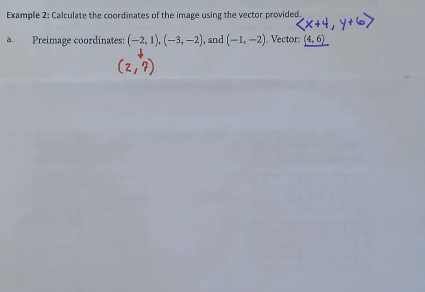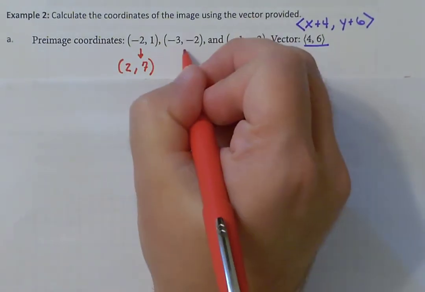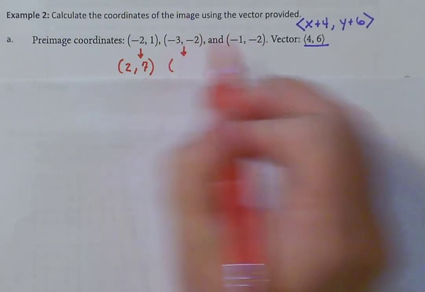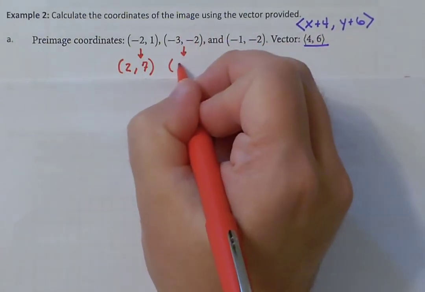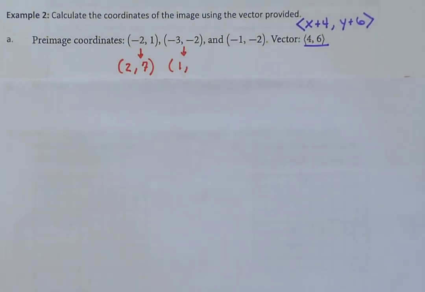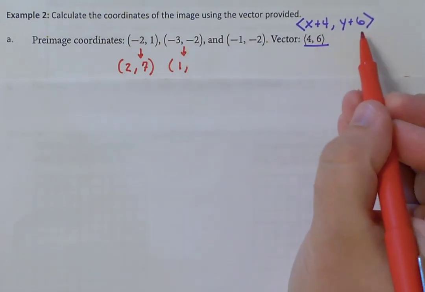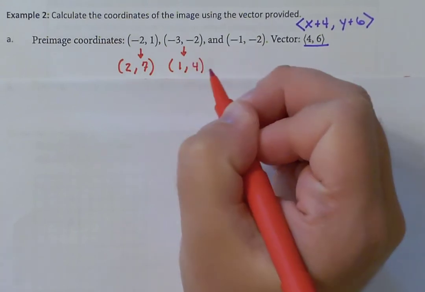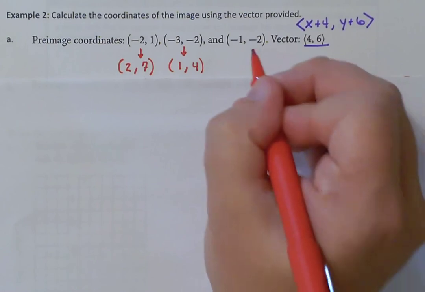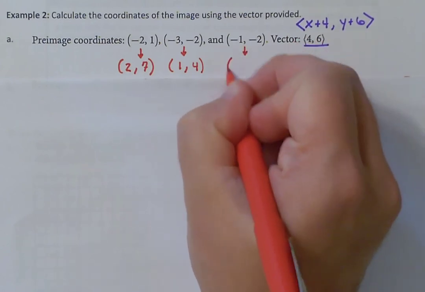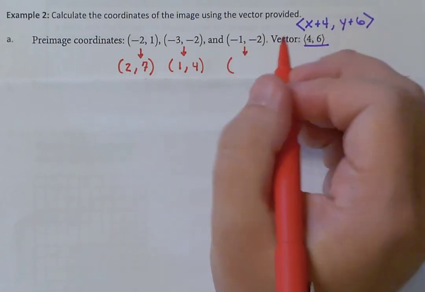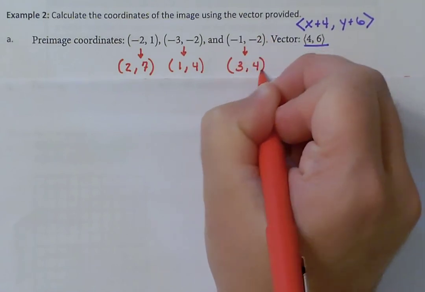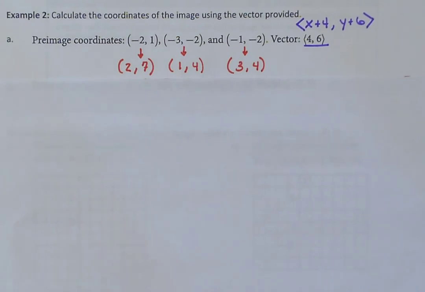So you're going to go through and transform the rest of the points for this. And if we do that, -3 plus 4 is going to be 1. And then if we do -2 plus 6, we're going to end up with 4. And then the last point, we go through and add 4 and then add 6. We're going to end up with 3, comma 4 for our last points.